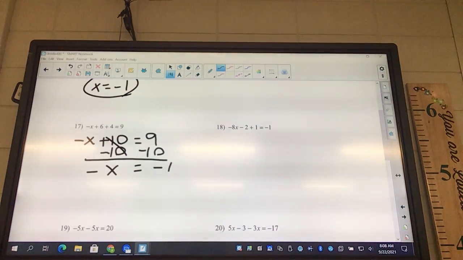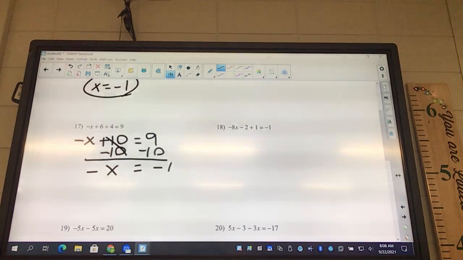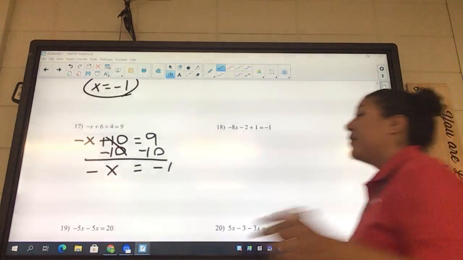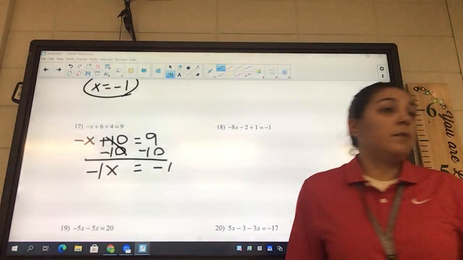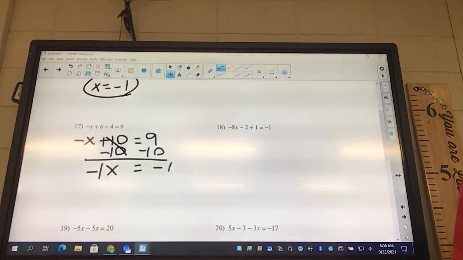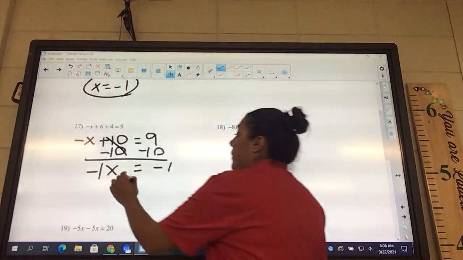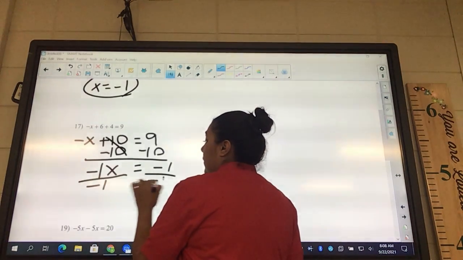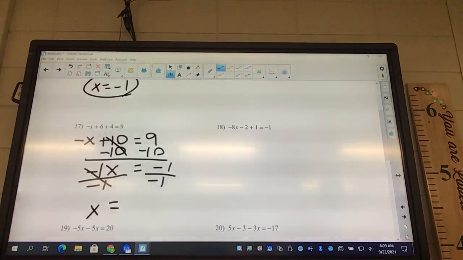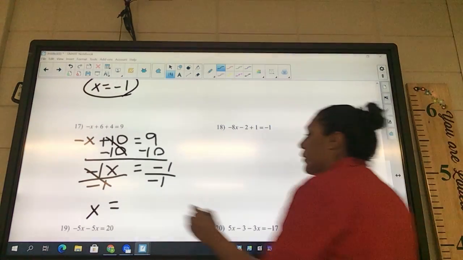Okay, now we're ready for a breakup. How do we break that up? Okay, what number is in front of the x? A 1. So now let me ask you, how do you break that up? It's just like what we've been doing the whole time, so don't let the 1 trip you up. Divide. So you got x equals negative 1 divided by negative 1, positive 1.